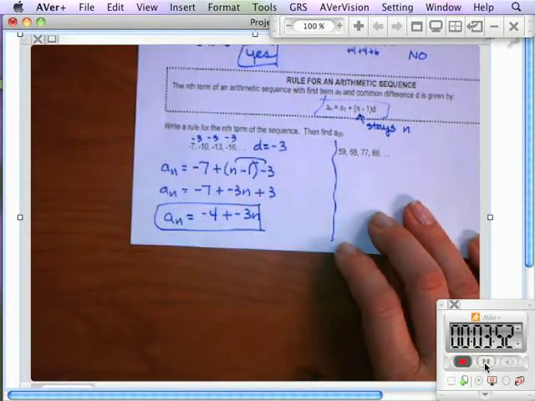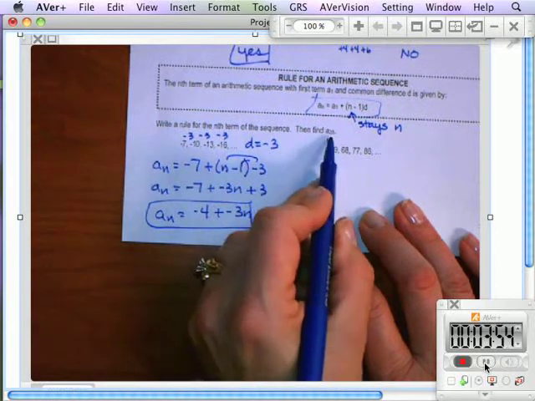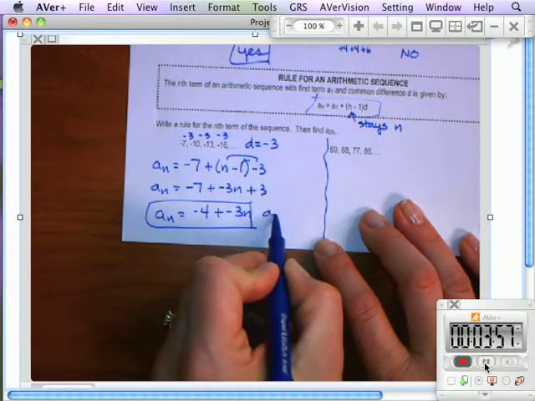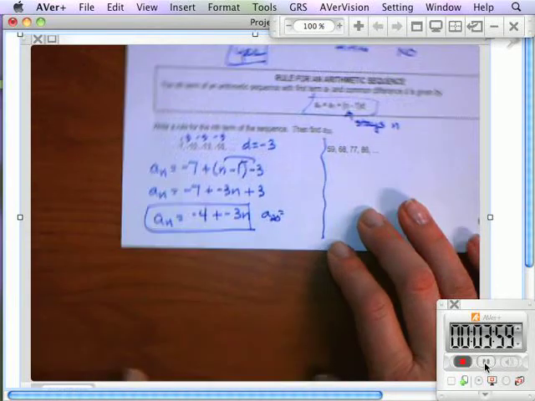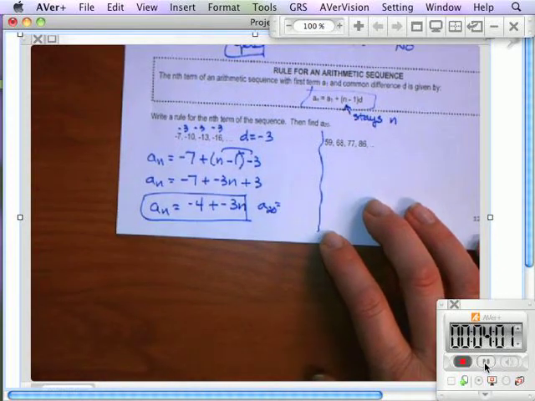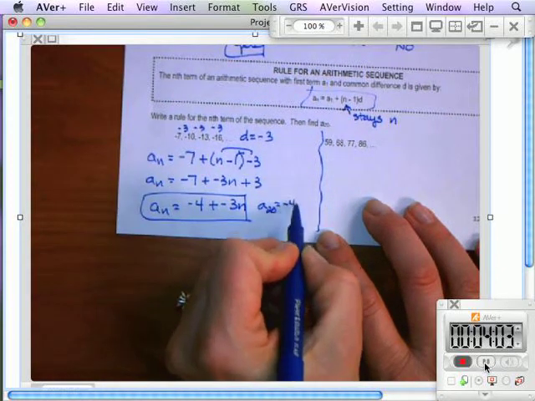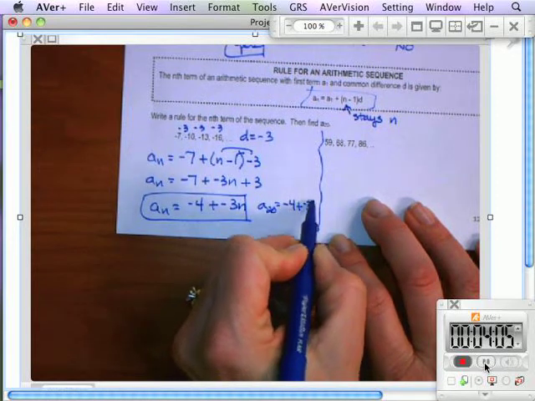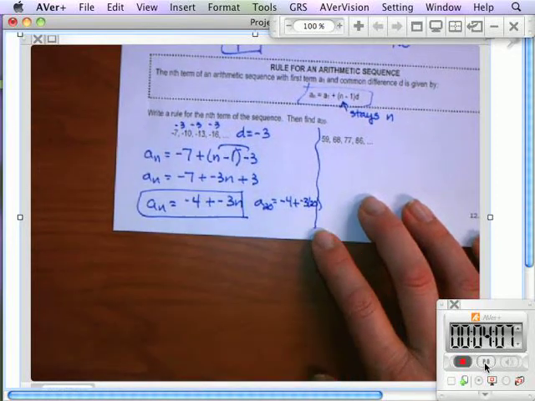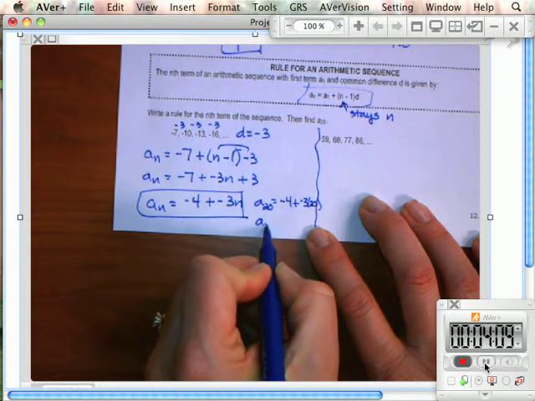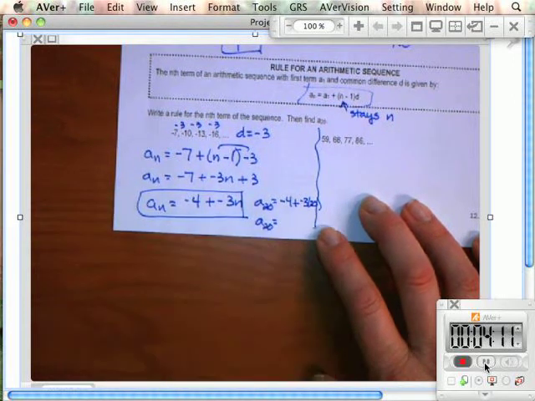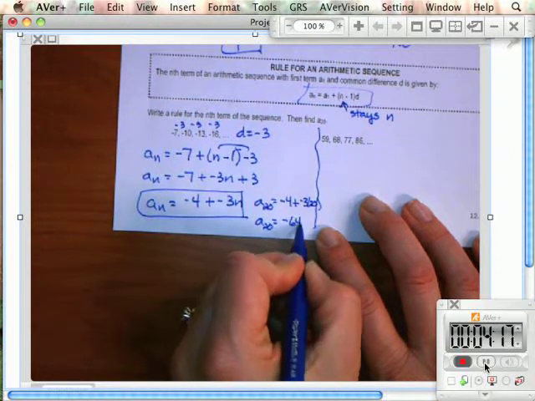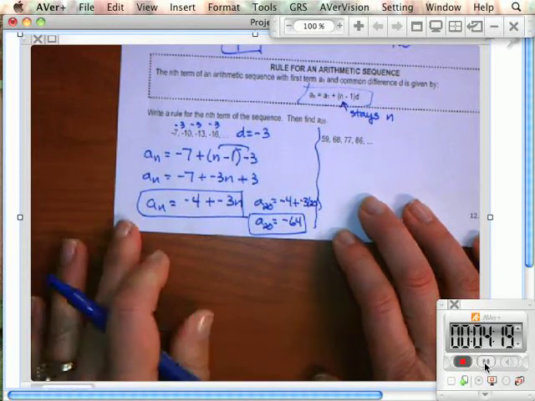Now, we also have to find A of 20. So A of 20 would mean I would plug in 20 for what? n. Negative 4 plus negative 3 times 20. I'm kind of squeezing it on there. And A of 20 equals... I wrote that down wrong. Negative 64. Easy enough?